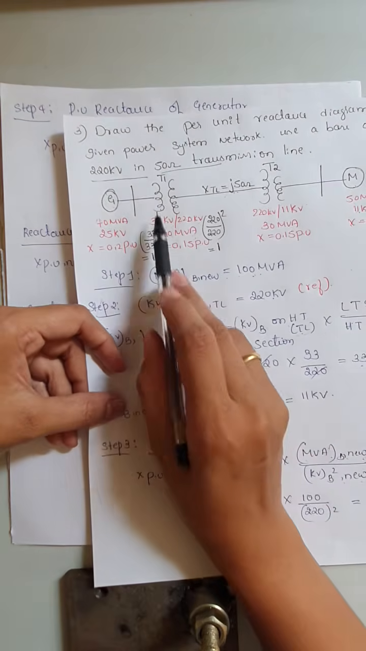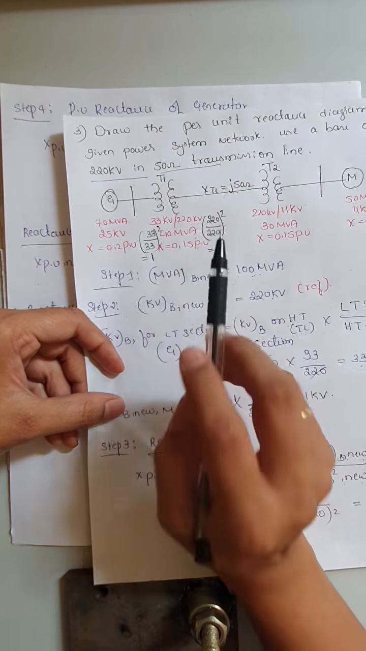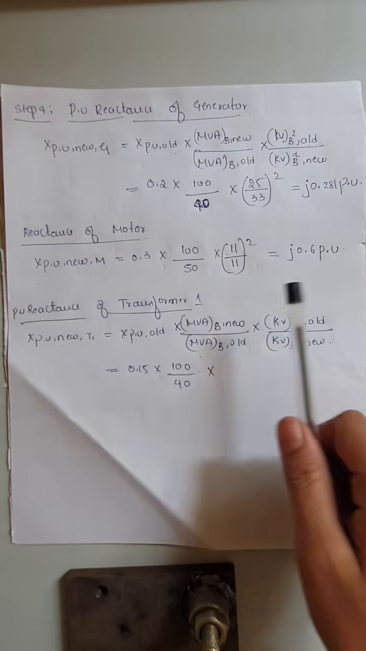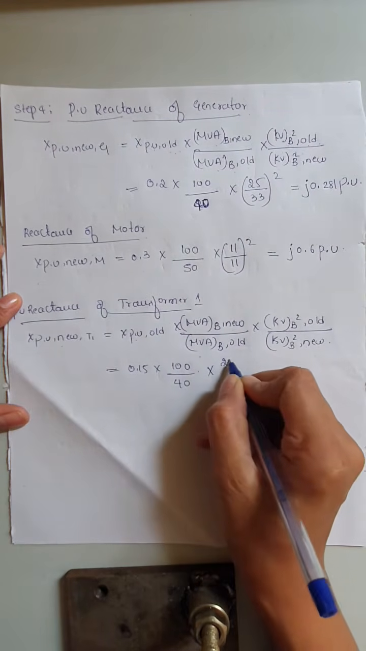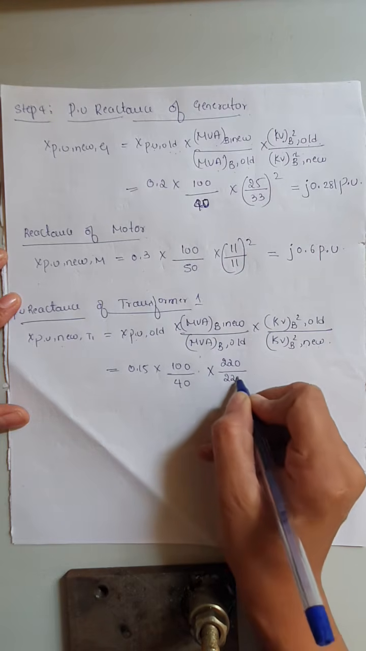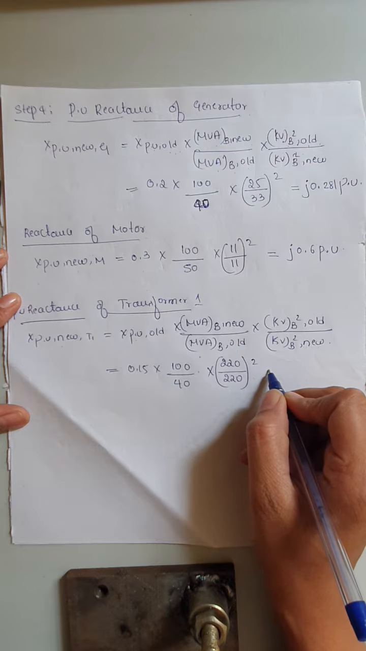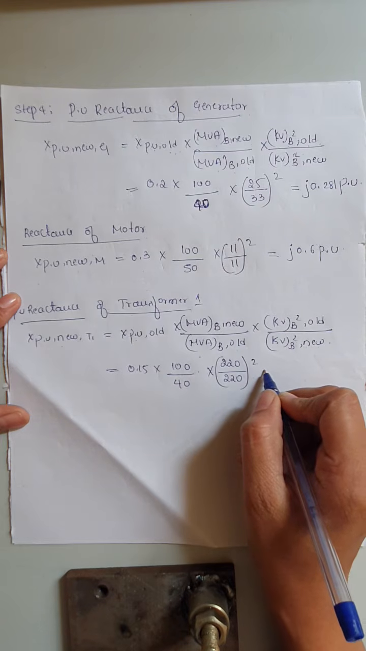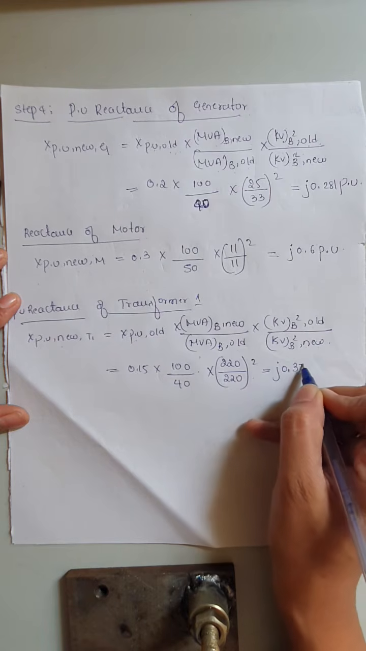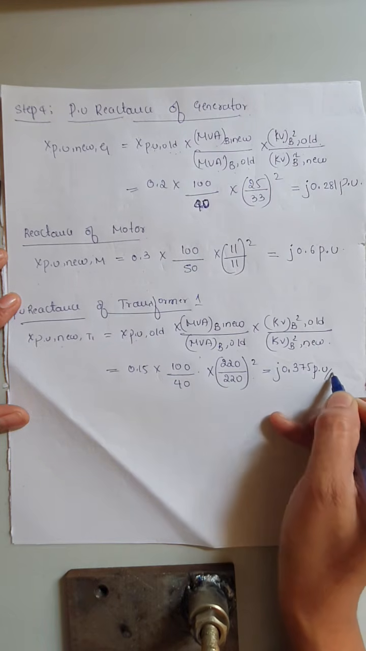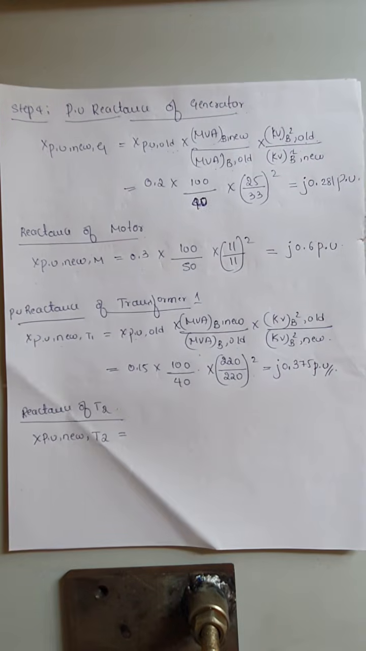Now either I can take the primary side or the secondary side, because on both sides we are getting the same answer. So now I will take the primary side value. It is 220, secondary side value 220 by 220 whole square. After substituting this, we will get the answer for T1 transformer as j0.375 per unit. Next, similarly do the calculation for the T2 transformer.